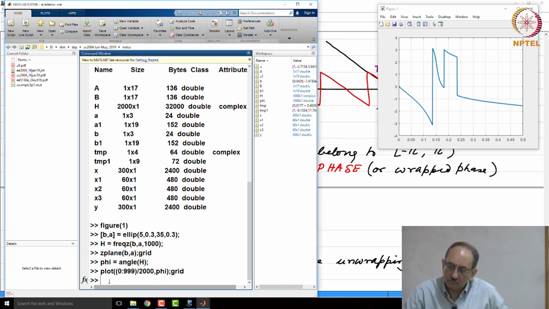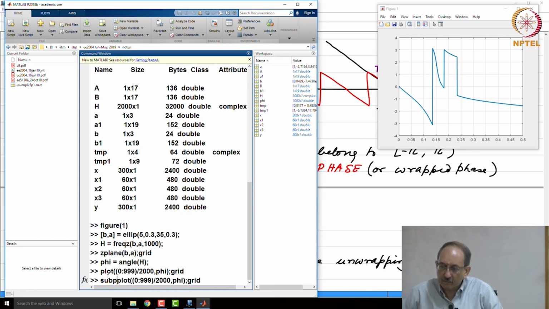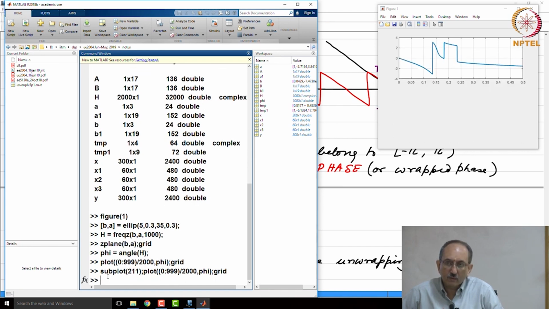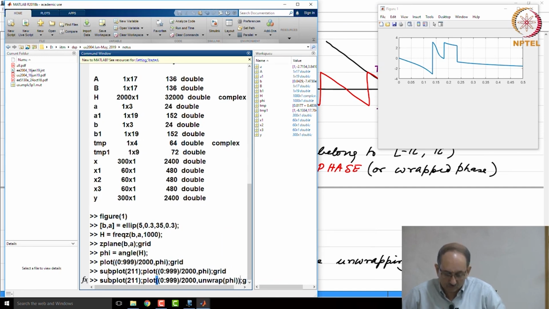Let us now plot the unwrapped phase, and for ease of comparison, let me plot this as plot number 1. So, MATLAB has everything that you want. If you want to unwrap, just say unwrap, it will unwrap. So, MATLAB can do anything short of eating your lunch and writing your quizzes. MATLAB can do anything you want. MATLAB and Google together solve all of life's problems.